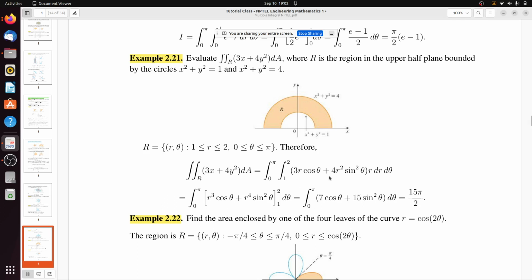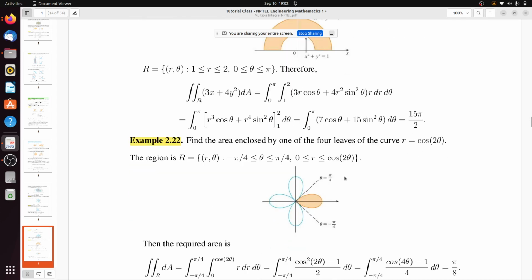So you first integrate with respect to r. If you integrate with respect to r, you get 3r square into r, which is r cube cos theta, plus 4r square into r means 4r cube, r to the power 4, from 1 to 2. This is 7 cos theta plus 15 sin square theta, and if you now integrate with respect to theta, you will get 15 pi by 2.